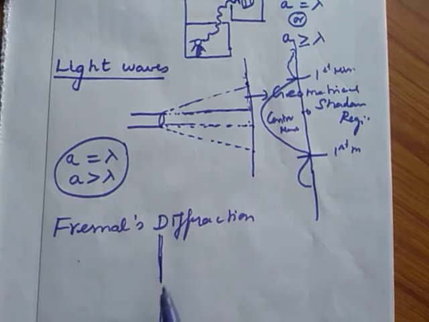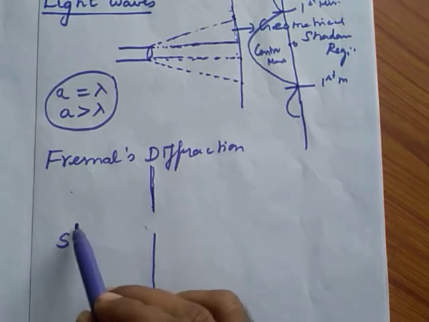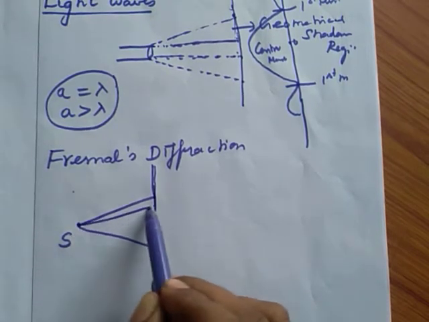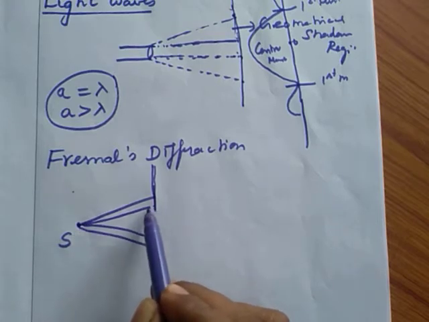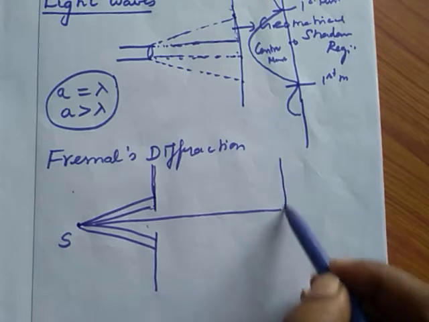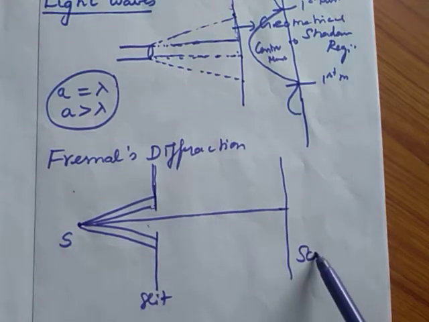Here it is a slit. The size of that slit will be A. That size will be comparable to the wavelength of light used. Here I use a point source. We know from that point source the wavefront will be a spherical wavefront. Here there will be a screen that is far away from the slit. Here it is the screen.